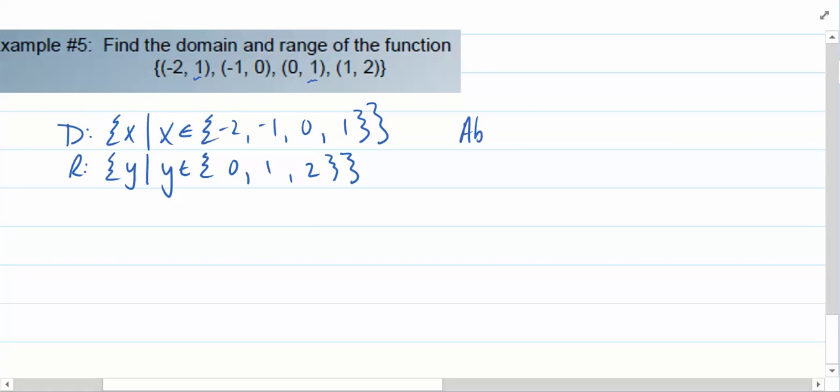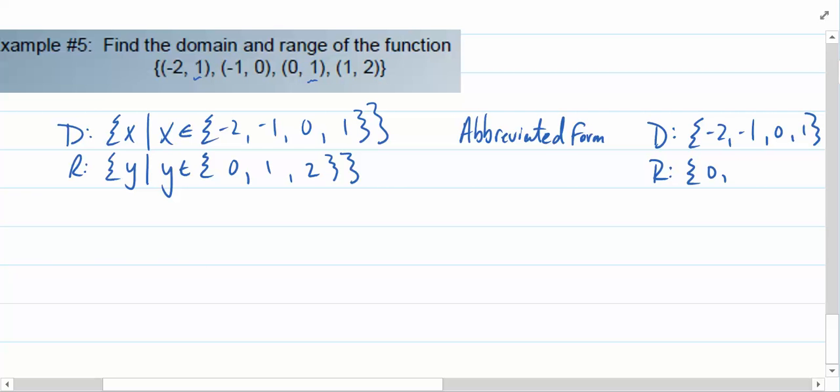If I had asked for the abbreviated form of these numbers, the abbreviated form for the domain would have been simply -2, -1, 0, and 1. And the range would have been 0, 1, and 2.